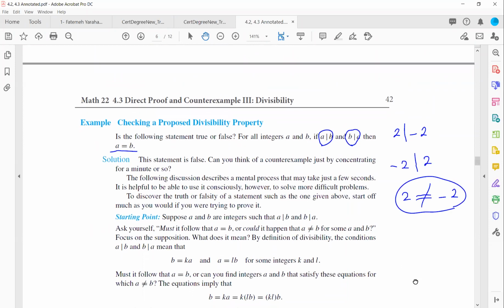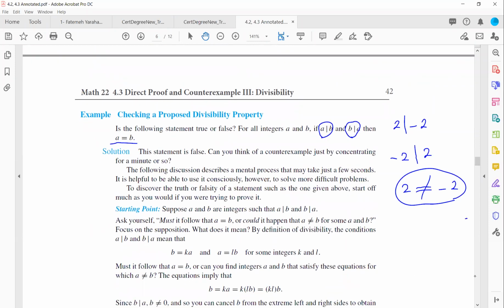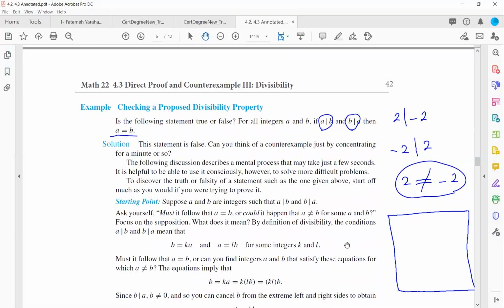This statement is true if and only if a and b have the same sign. True if and only if a and b are both positive or a and b are both negative.